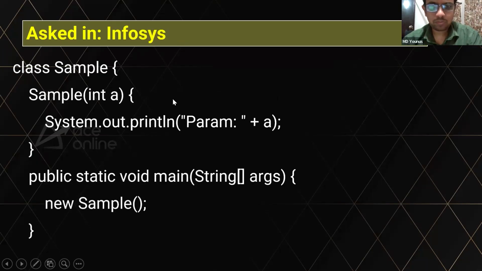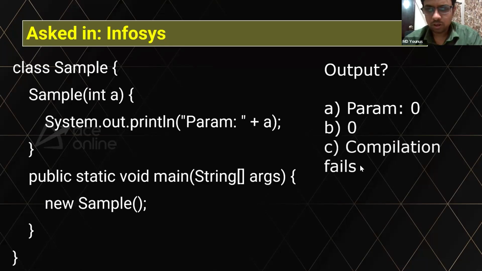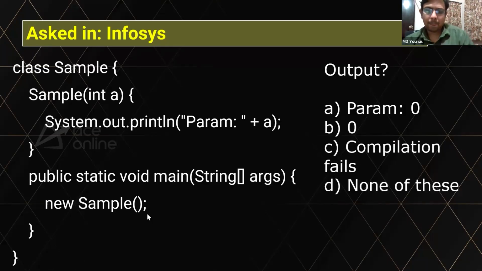Final question. Now tell me what gets printed. Options: it prints parameter 0, it prints only 0, the compilation fails, or none of this, or no output. Okay. The correct answer is option C. It fails with a compilation error.